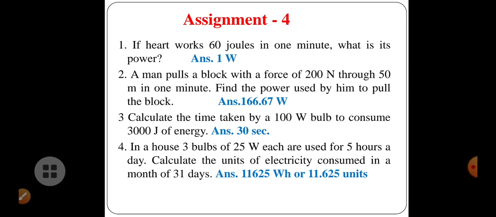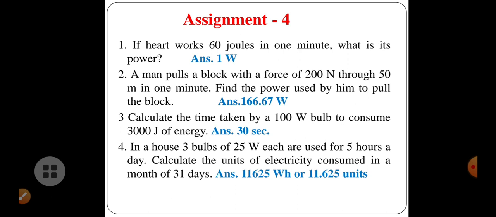In question number 2, a man pulls a block with a force of 200 Newton through 50 meter in 1 minute. Force is given to you, displacement is given to you, and time is given to you, but time is given in minute, so convert it into second and find the power used by him to pull the block. So it is again a simple formula based question, you can do it easily and check the answer.